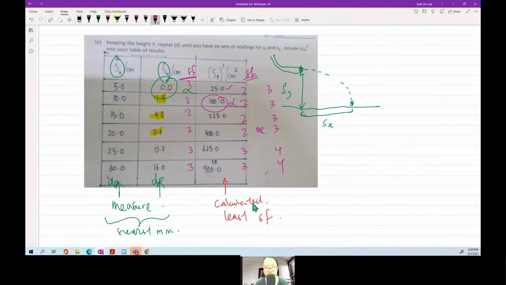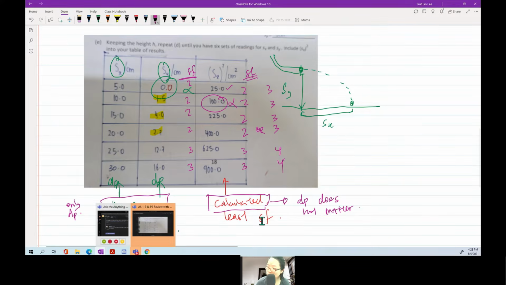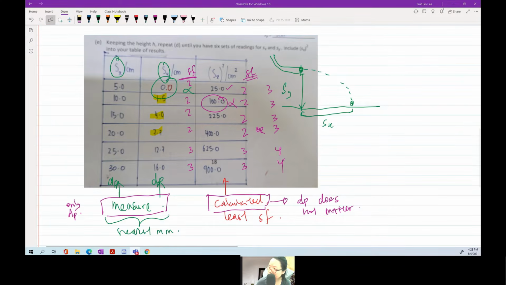I do not care about DP. For calculated values, DP does not matter. Am I answering your question here, chat? For measured value, we only look at DP. Okay, so like that lah.